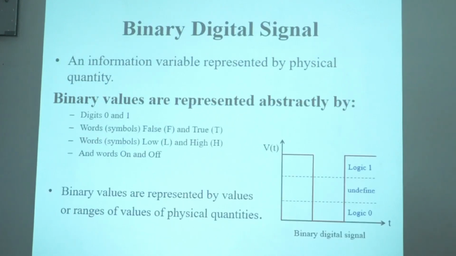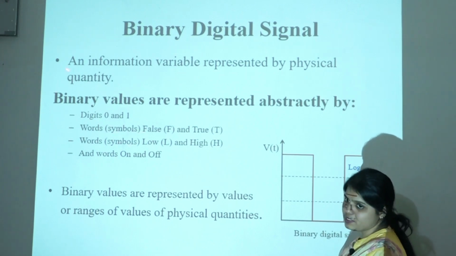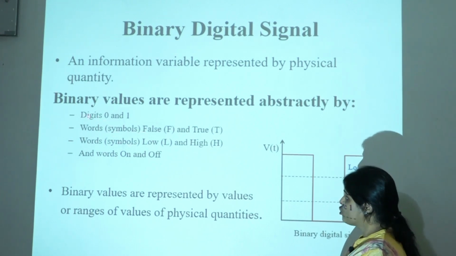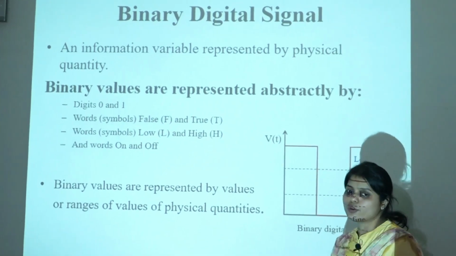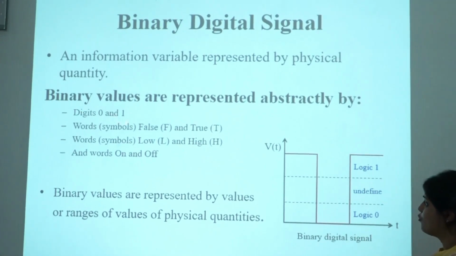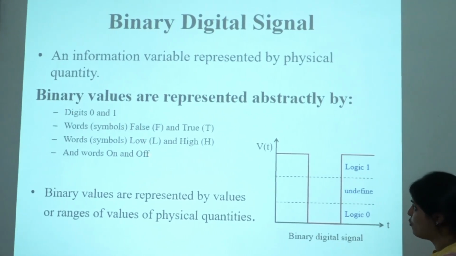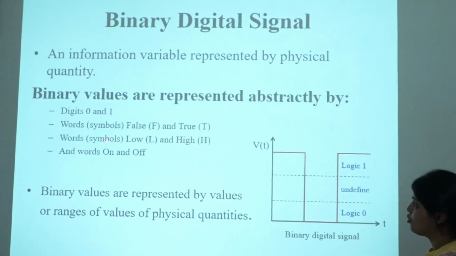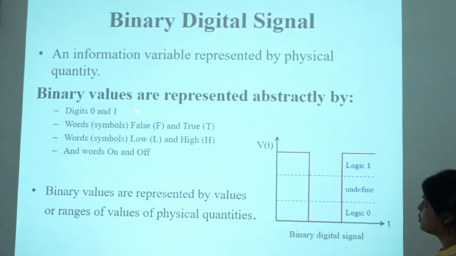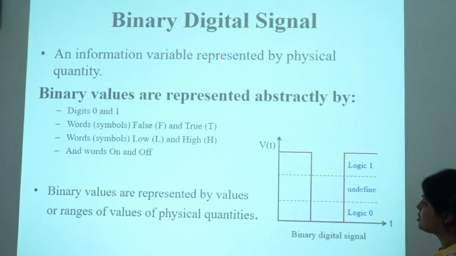Now, a basic binary digital signal. As I told you, binary values are represented in different ways, and the first and foremost basic way is the 0 and 1 representation, right? Apart from this, you can also represent digital signals with words. You can give false or true. You can also represent low and high. You can also use the words on and off. Usually we represent 0 for false, low or off, and 1 for true, high and on. These are the various representations which we use for representing our digital signals.